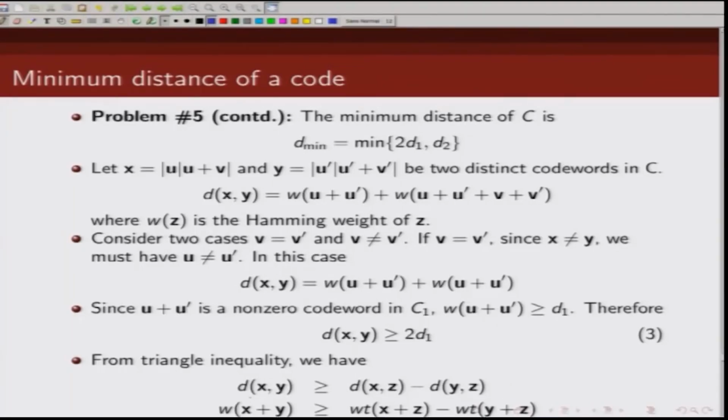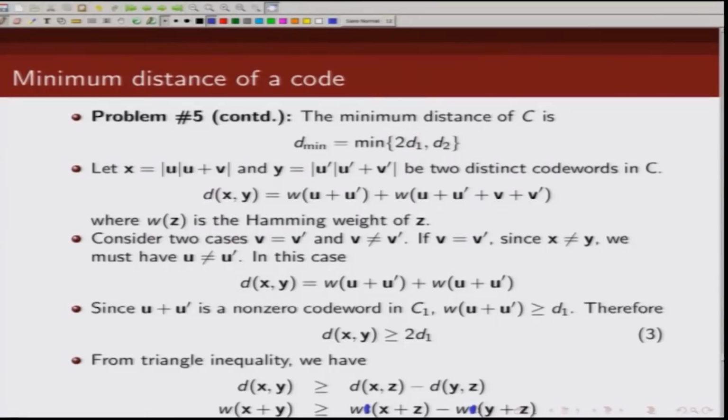From the triangular inequality we know that the Hamming distance between x and y is greater than or equal to the Hamming distance between x and z minus the Hamming distance between y and z, and we know the Hamming distance is nothing but the Hamming weight of x plus y, and the Hamming weight of x plus z minus the Hamming weight of y plus z. So we can write this expression in terms of Hamming distance, or in terms of Hamming weight.